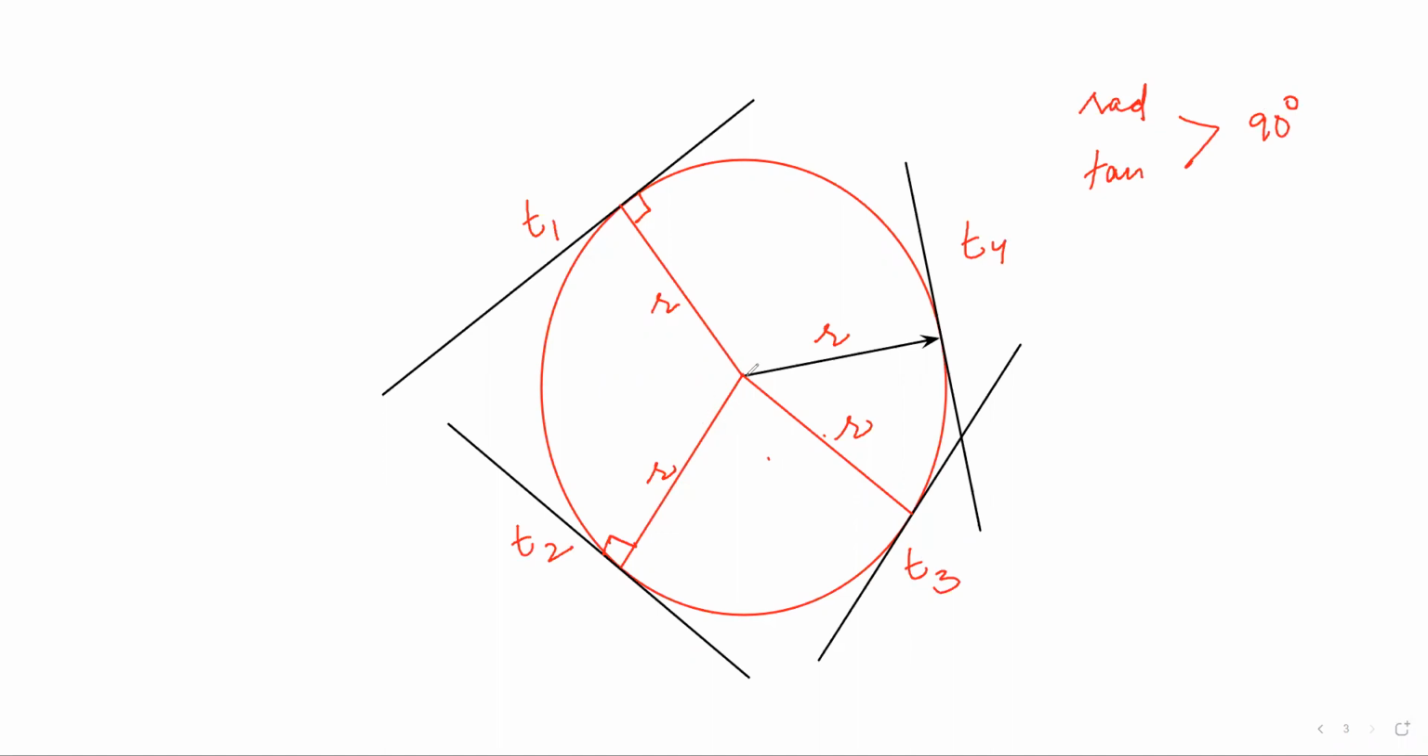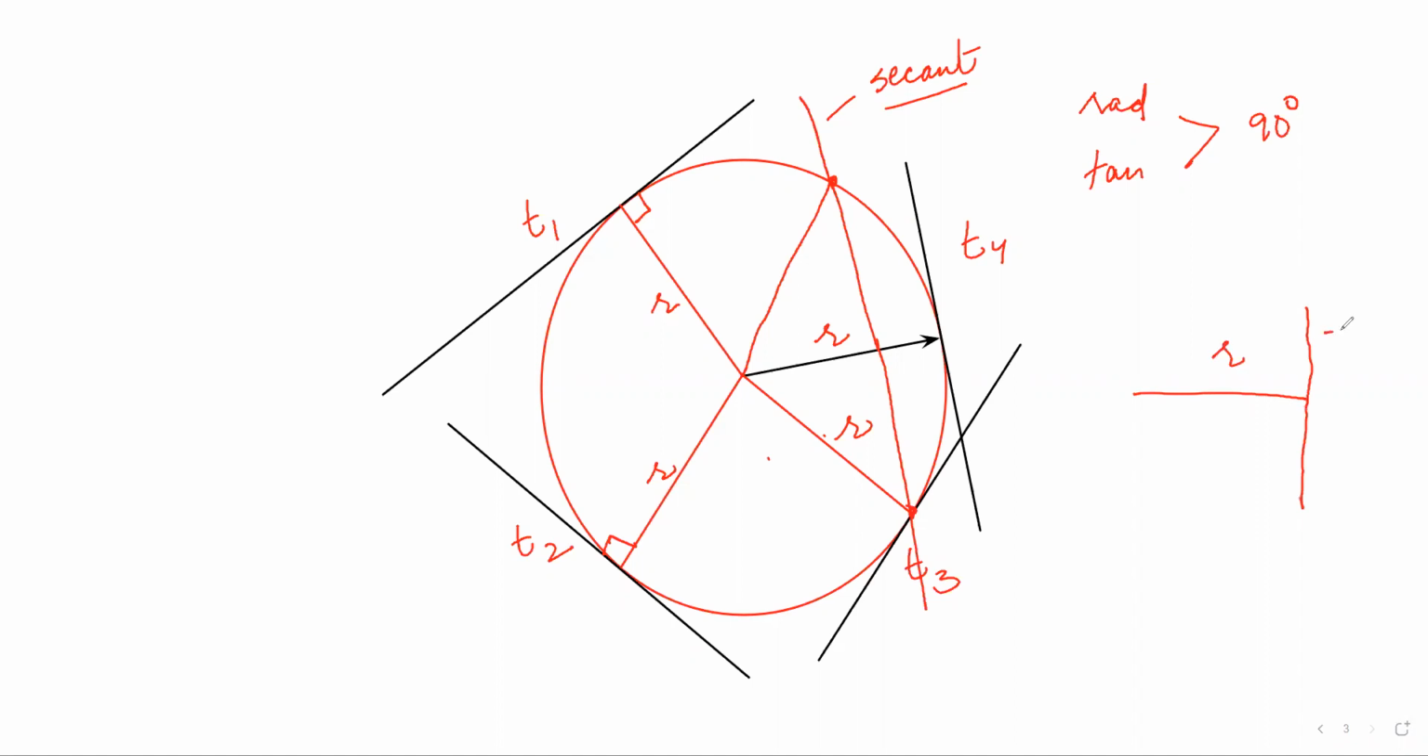If this is the radius and this is not making 90 degrees, then it is not a tangent. This is known as a secant, because a secant touches the circle at two points, 1 and 2, but a tangent touches the circle at a single point. These two concepts should be clear. Radius and tangent of a circle always make 90 degrees.